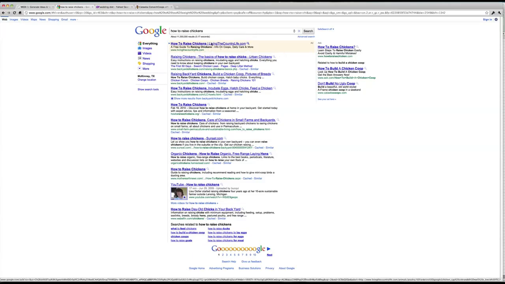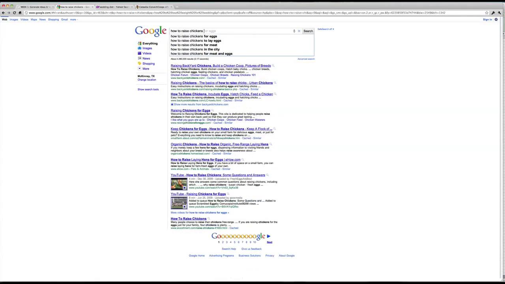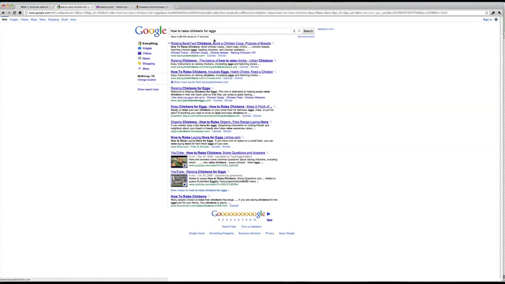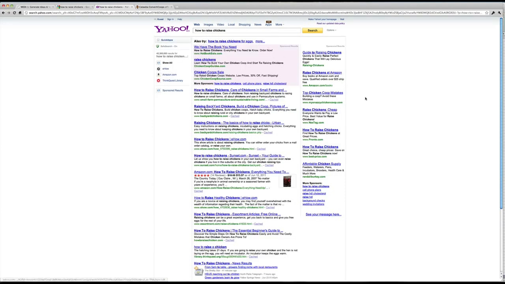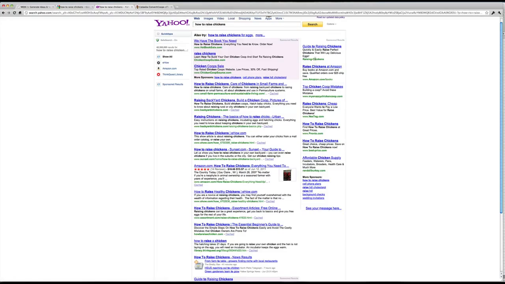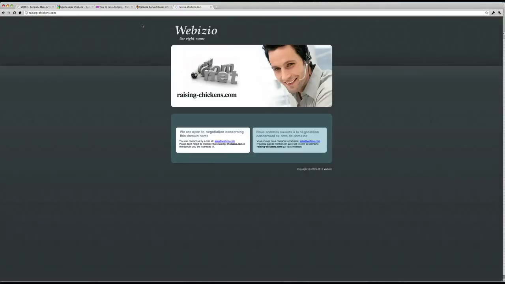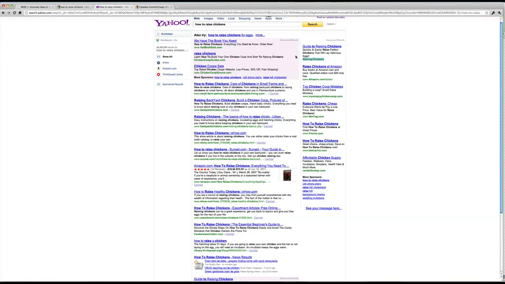How to raise chickens. How to raise chickens for eggs. There's no ads there. Let's come over here and how to raise chickens. Chicken coop books, raising chickens. Guide to raising chickens. Quickly and easily raise perfect chickens that will lay delicious eggs. Raisingchickens.com. Let's see. Nope, that's not it. Unfortunately, we're going to have to click on this one.